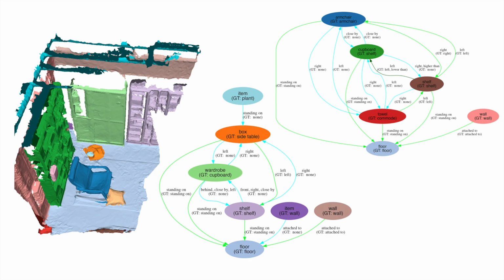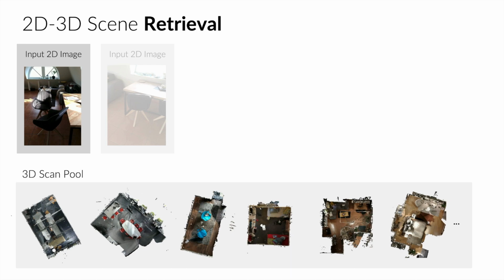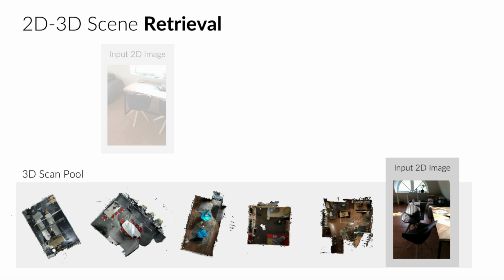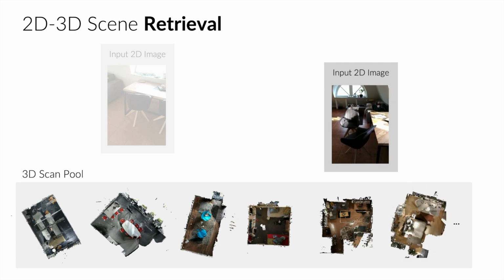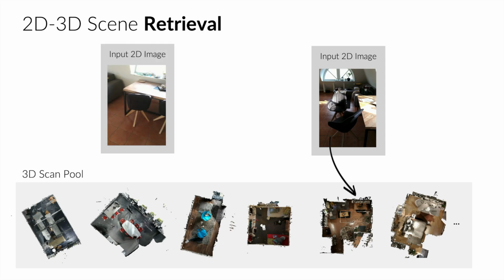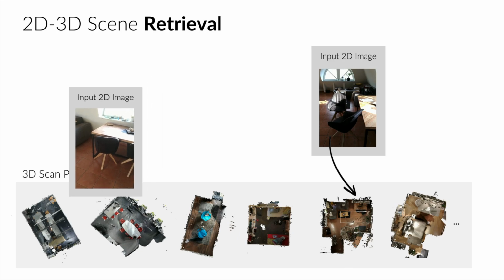We show its application in a cross-domain retrieval task, where graphs serve as an intermediate representation. We introduce so-called 2D to 3D retrieval, where the task is to find the matching scene from a pool of 3D scans, given only a single image of a changing scene.